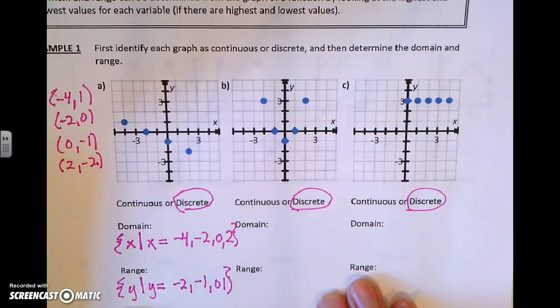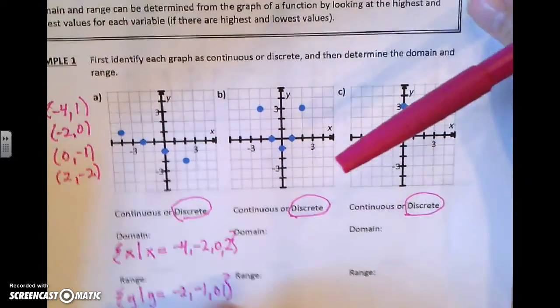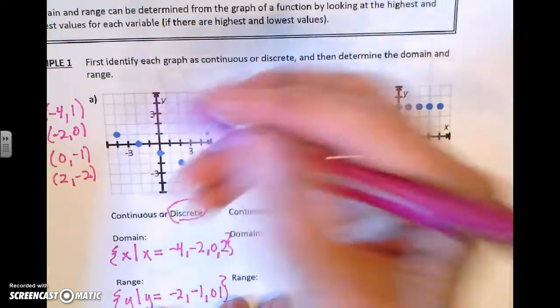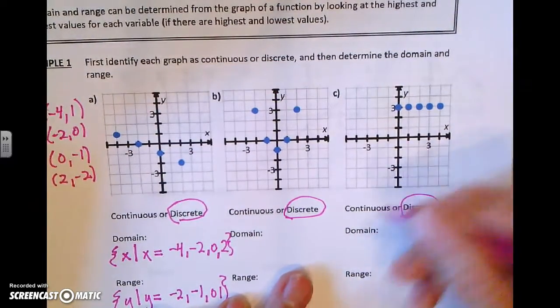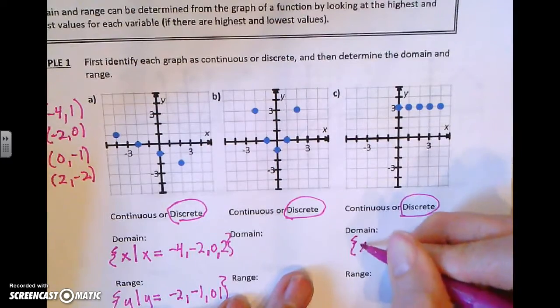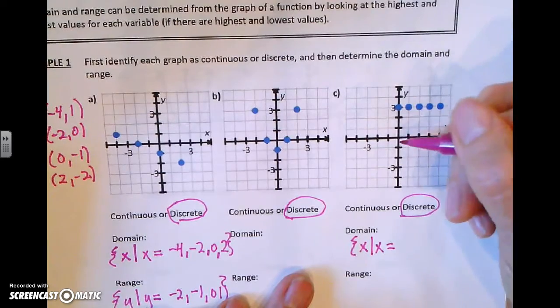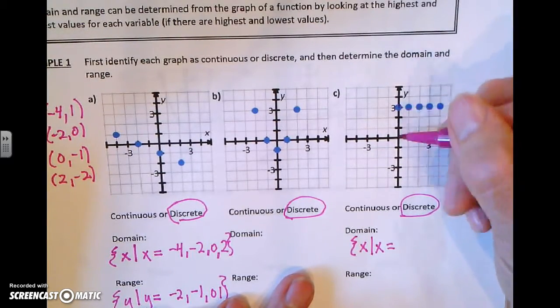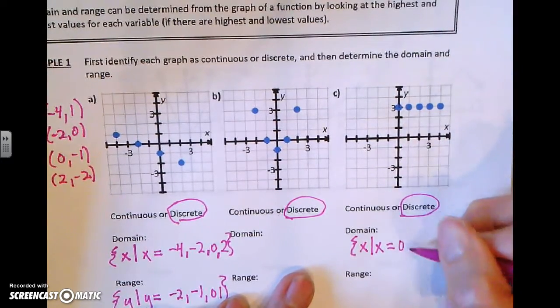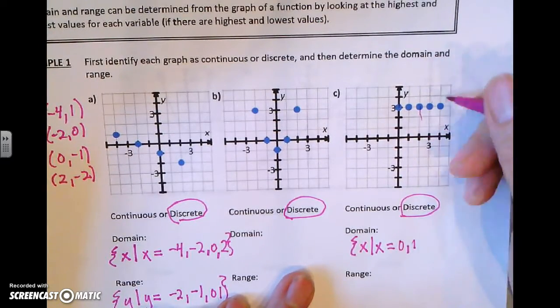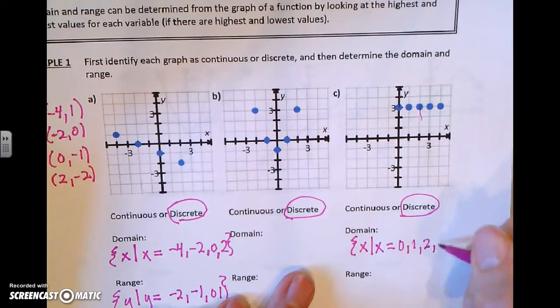In example C, let's skip on over and do example C. You don't really have to list these all out this way, but if it helps you, you can do it. So the domain for this last one would be x such that x is equal to, well, the first x value, see, here's my first point. Its x is a 0. This x is 1. This x is 2, 3, 4. So x is 0, 1, 2, 3, and 4.